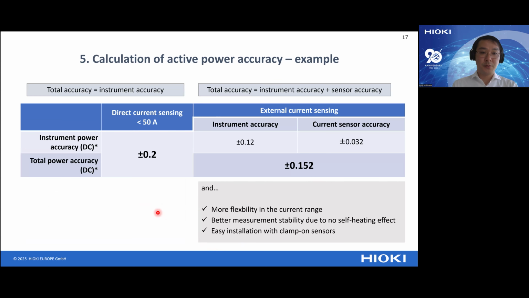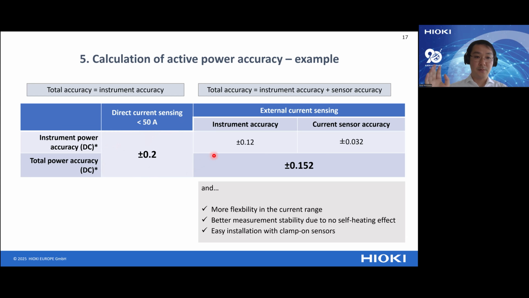To wrap up our section on voltage and current, let's compare the power accuracy of the two current measurement methods. This table shows an example for DC power measurement. By the way, the numbers are actually picked from our actual power measurement devices. On the left, we have direct input. As mentioned earlier, the total accuracy here equals the instrument accuracy, so that will be 0.2%.